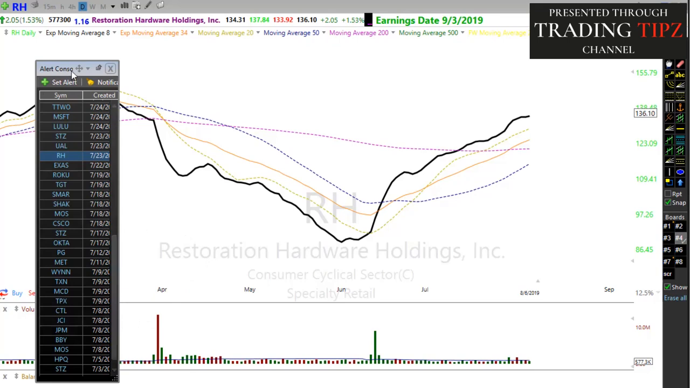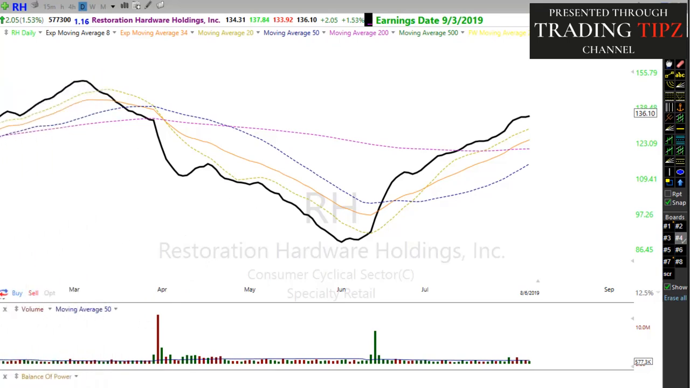And here's the problem with scanning for compression of a whole bunch of moving averages. Think about that. How are you going to write that code? There would be 100 million different combinations of what do you mean? What's compression to you? Is it the 3 compressing to the 8? Is it the 8 compressing to the 34? The 34 compressing to the 50? What compression do you want? It's infinite. So the best thing to do is train your eyes to look at the charts.